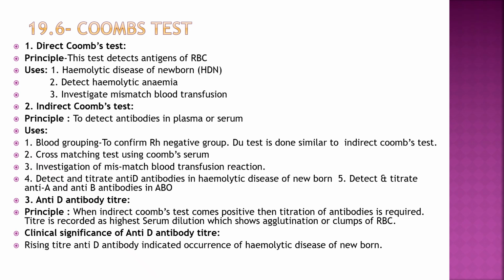Coombs test. There are two types, direct and indirect. The direct Coombs test detects antibodies on RBCs; its uses are in hemolytic disease of the newborn, hemolytic anemia, and mismatched blood transfusion. The indirect Coombs test detects antibodies in plasma or serum. Its uses are in blood grouping to confirm the Rh negative group, the DU test, which is done similar to ICT, and cross matching using Coombs serum and mismatched blood transfusion reactions.